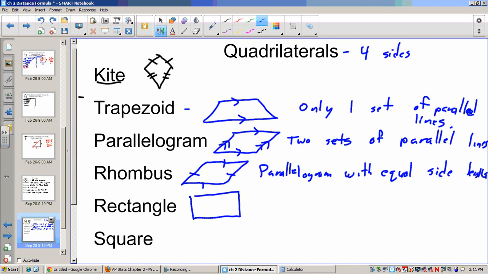And a rectangle is a quadrilateral with each angle being equal. So we could call this an equiangular parallelogram. And a square is a combination of a rhombus and a rectangle. It's a parallelogram that's equiangular and equilateral.